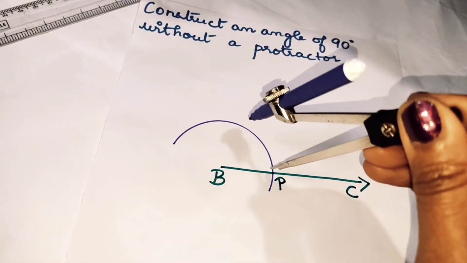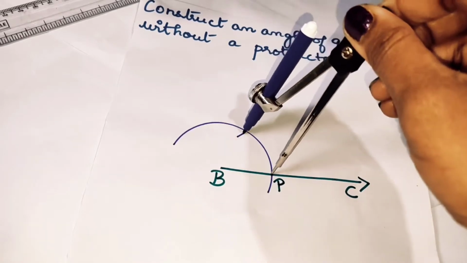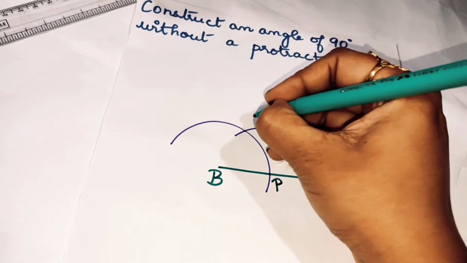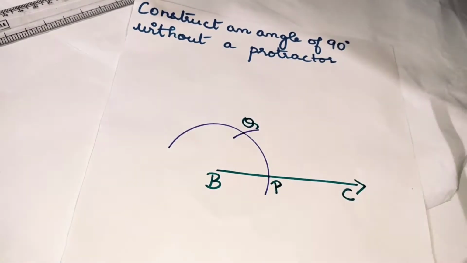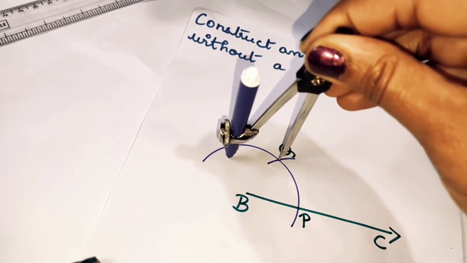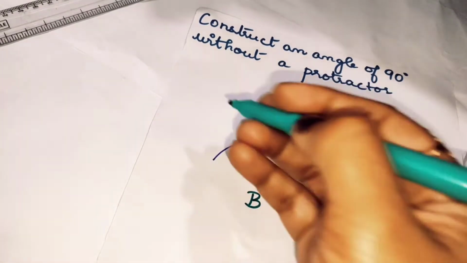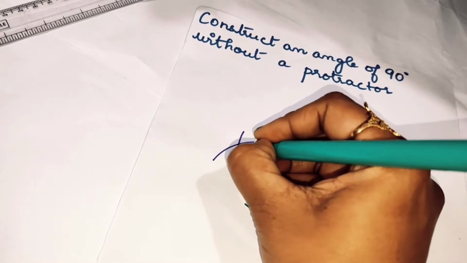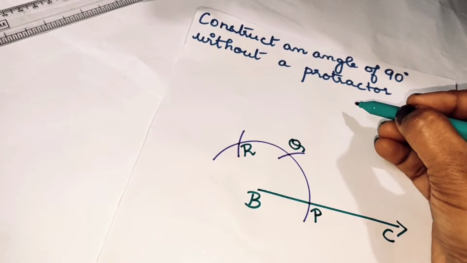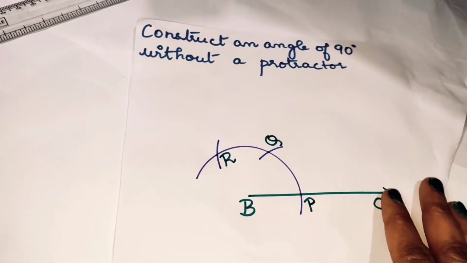Now, without changing the radius of the compass, center the compass at P and draw an arc so that it cuts the previously drawn arc at Q. Again, without changing the radius of the compass, center the compass at Q and draw an arc so that it cuts the first arc at R. Now, if we draw a ray through BQ, we get 60 degrees, and if we draw a ray through BR, we get 120 degrees.